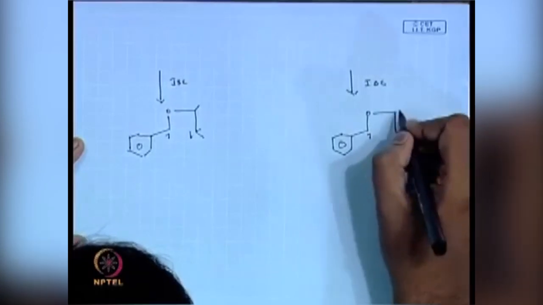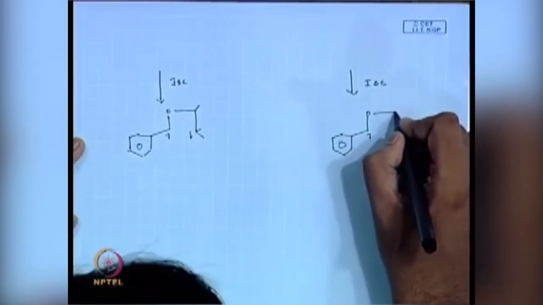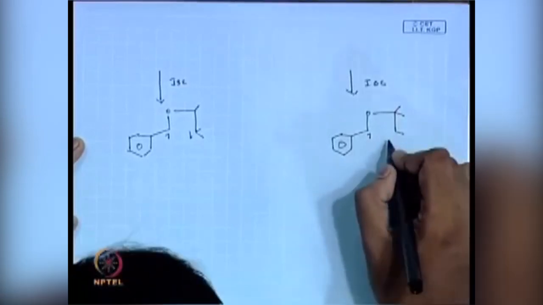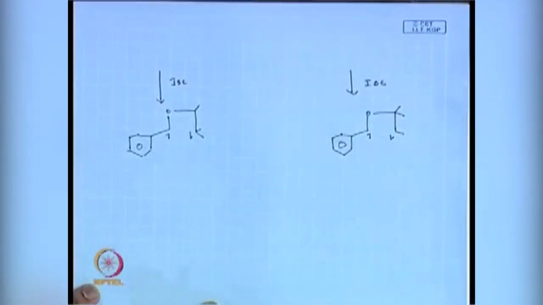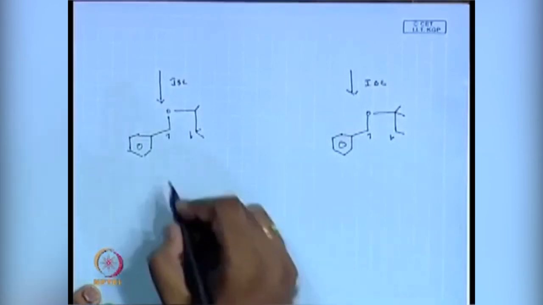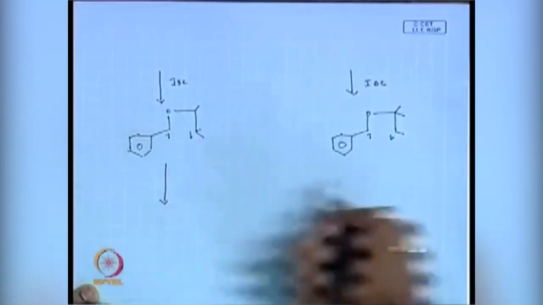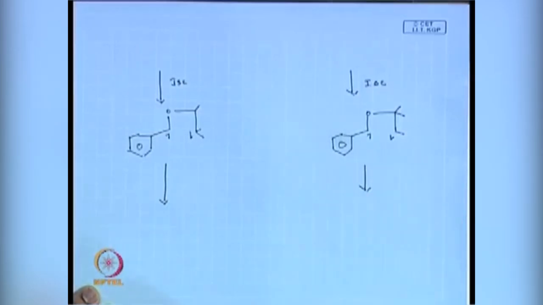You will know why it is important that I am doing this intersystem crossing later on. I can directly write it, but I am saying it undergoes intersystem crossing. You will know why later. Then it undergoes a cyclization.